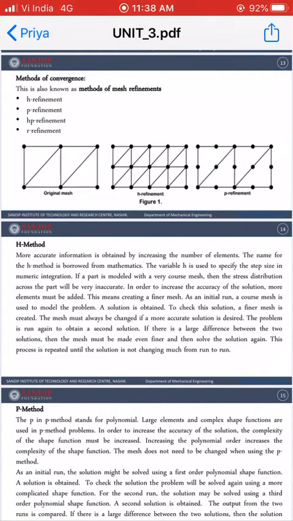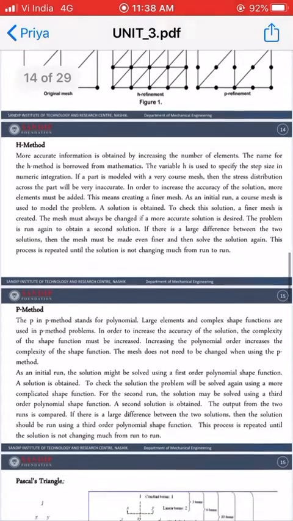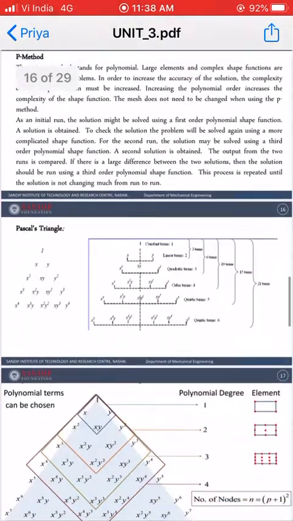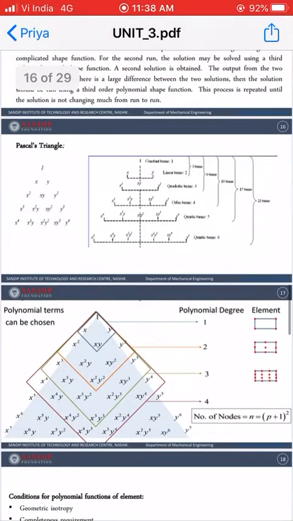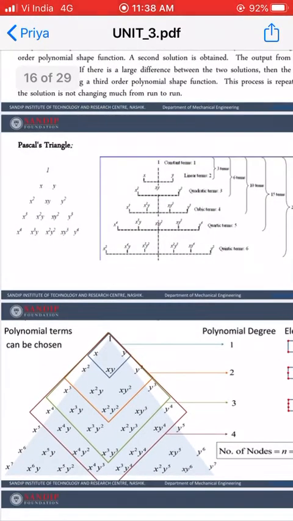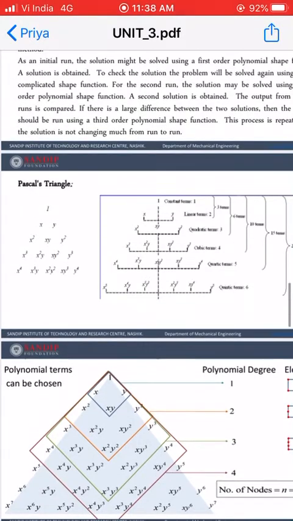Then we discussed the second, P refinement. P stands for polynomial. In this case we will increase the order of the polynomial. By increasing the order of the polynomial, we will get accurate solution. So we discussed all these things related to H refinement and P refinement in the previous lecture. Now in this next lecture we will discuss the concept of the Pascal triangle.